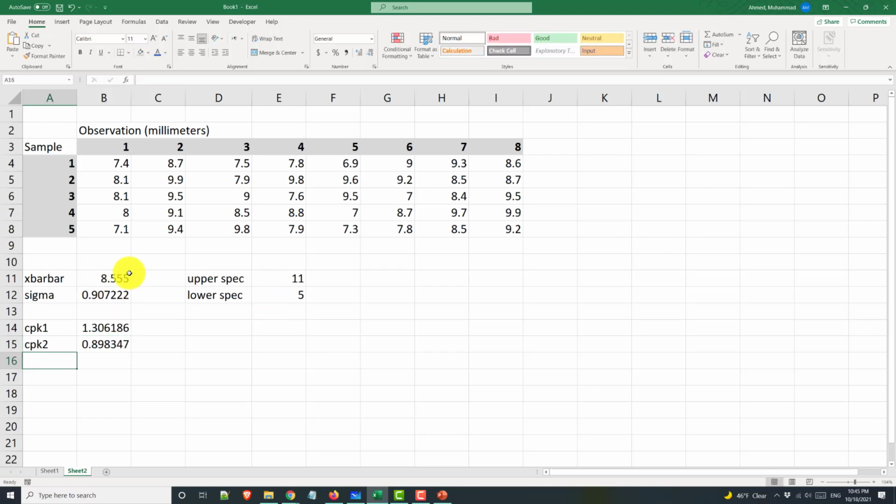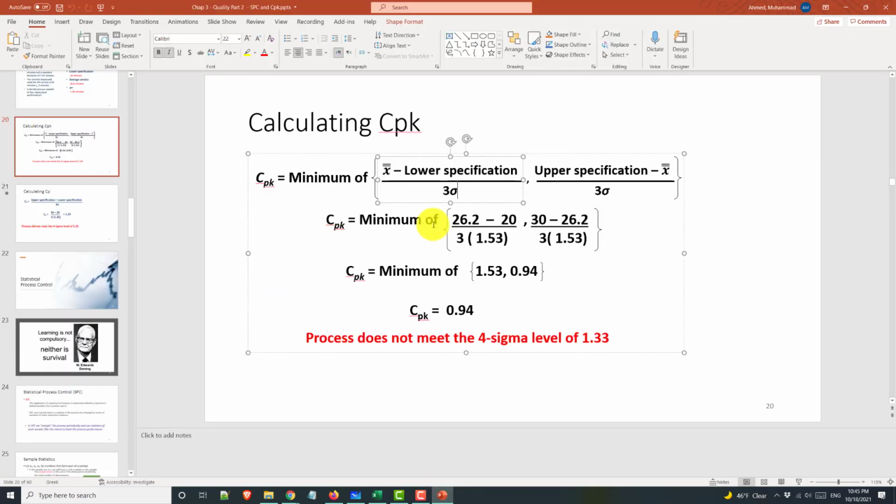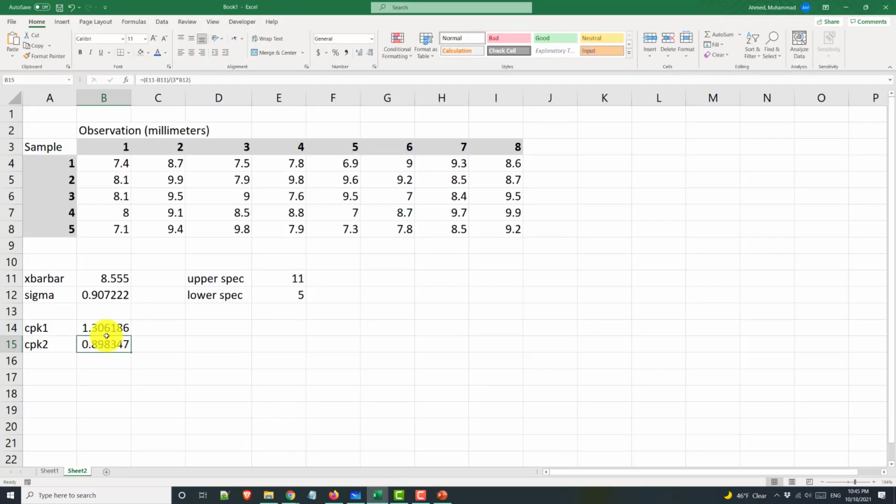And how do I know it's upper spec minus X bar bar and not X bar bar minus upper spec? The formula tells you that upper spec minus X bar bar, not the other way around. And an easy way to remember that is that the numerator must always be positive. If you were to do X bar bar minus upper spec, you'll get a negative number. So you're not going to have a negative numerator in these calculations.